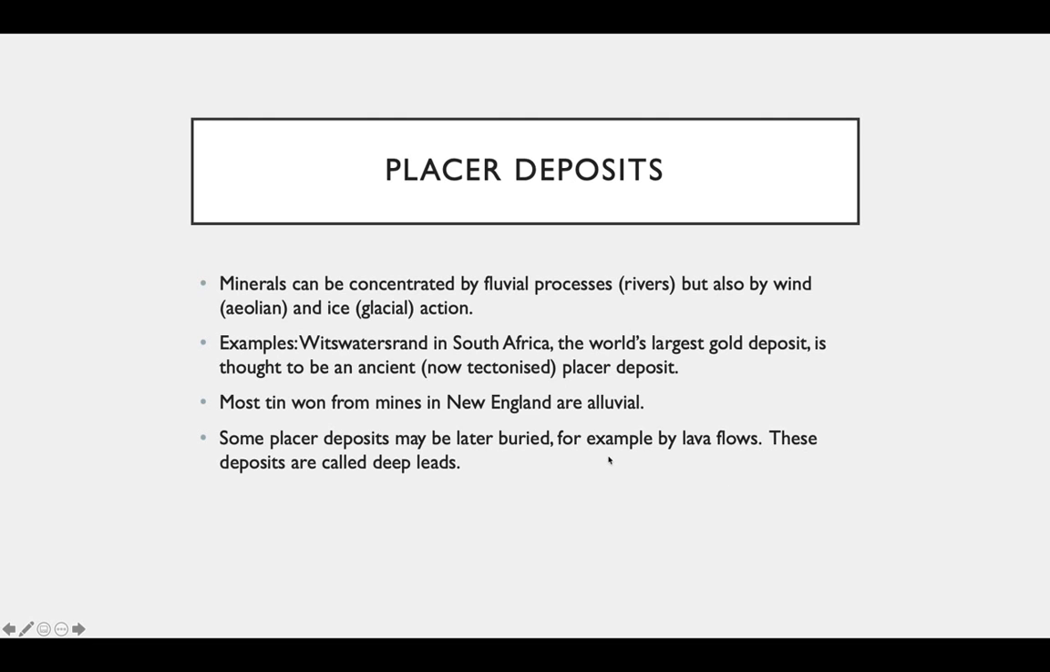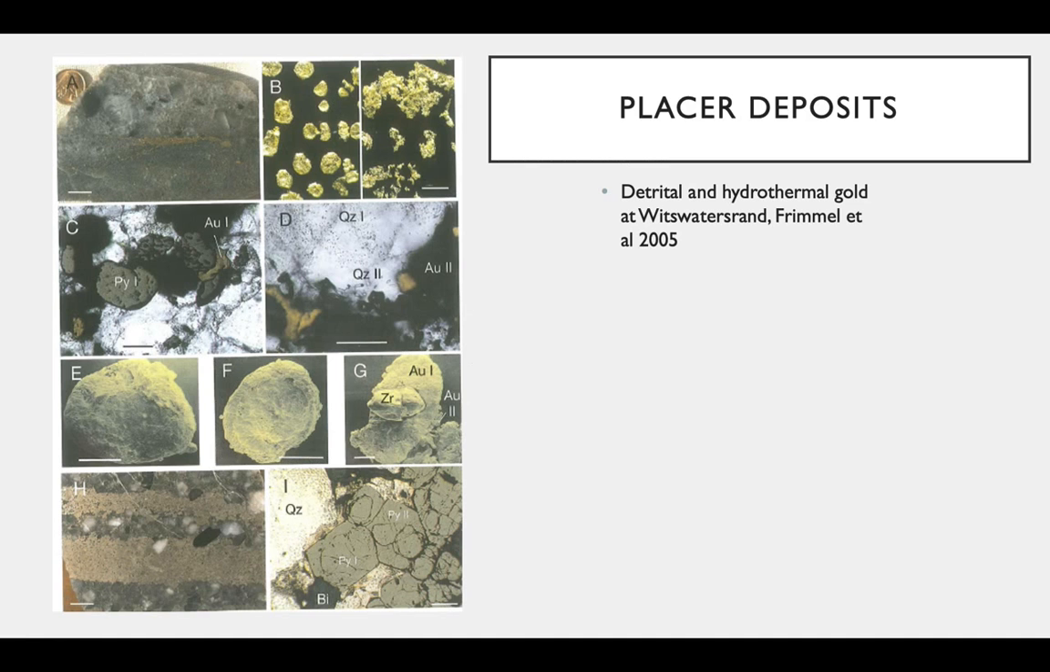And some can be buried by later deposits, and we call these deep leads. So it's just a fancy name to say that there may be a lava flow on top of them, and we're digging into the old alluvial channels. Here's just some examples of some alluvial gold from Witwatersrand. We also have pyrite and things like that.